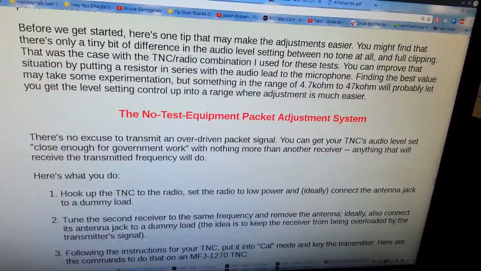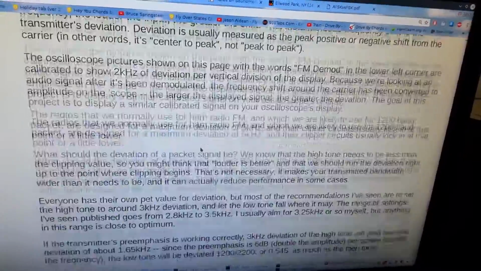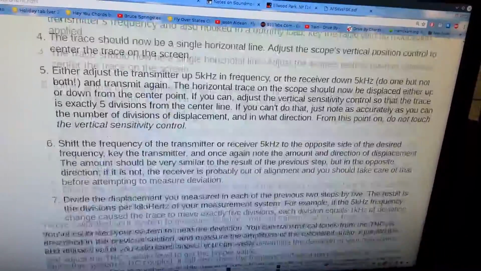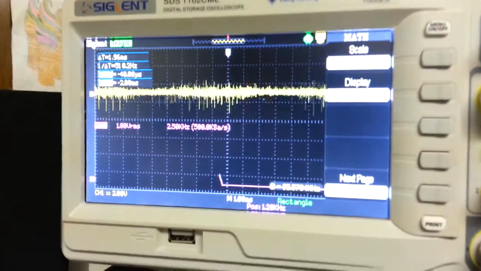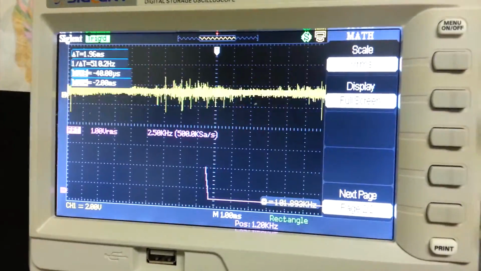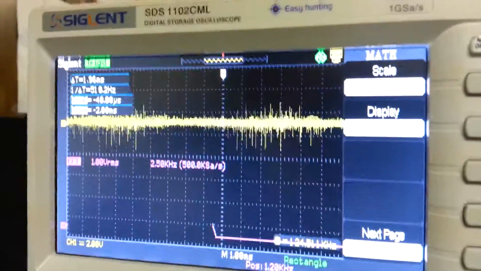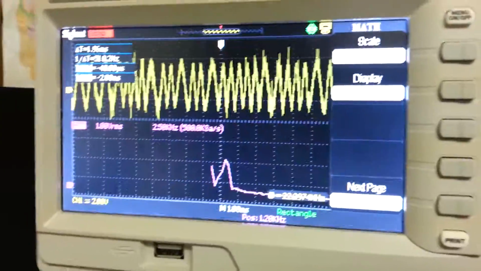This is a very good website for this kind of thing, and he explains how you might test for it. I haven't actually done what he suggests. I thought I could look at it through my scope, and here's what we see. As he showed in his website, we have the AFSK signal. So if I were to take a single shot, we can see it doesn't look too bad.